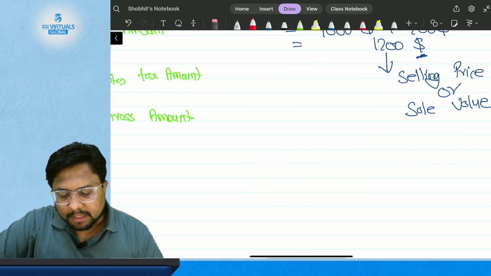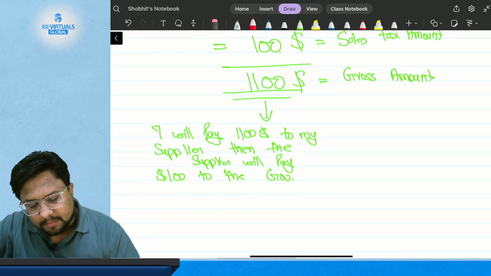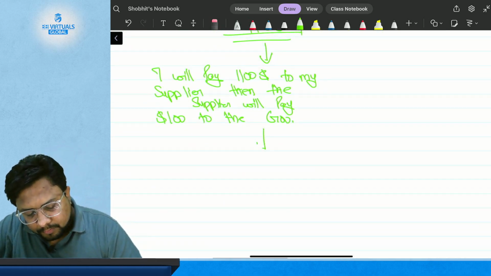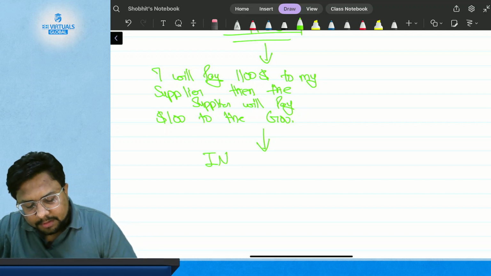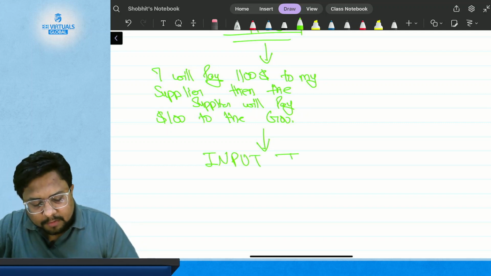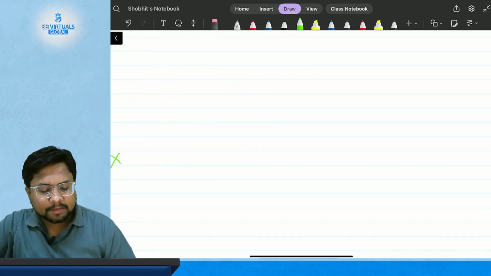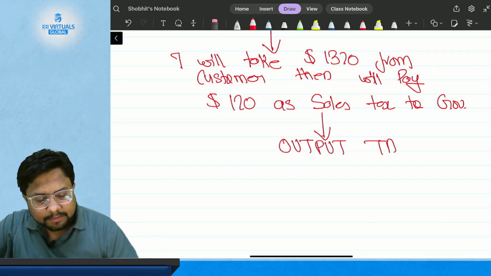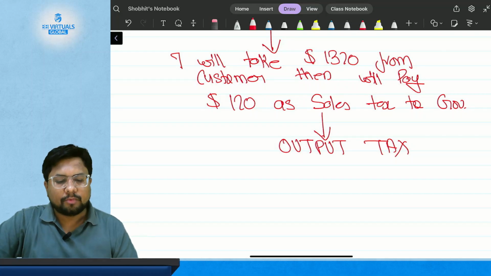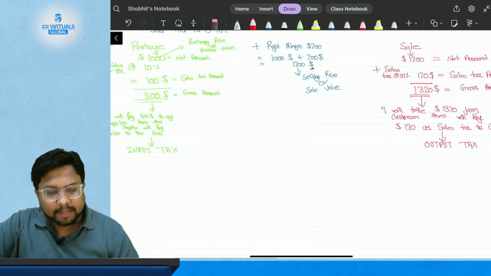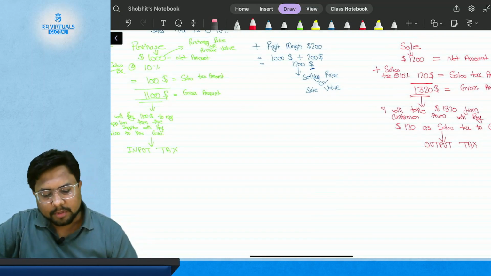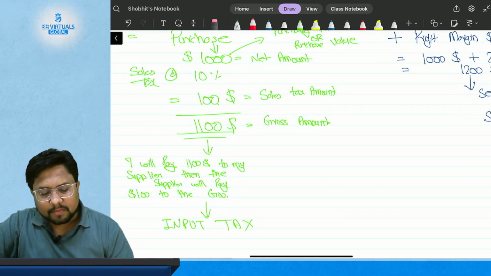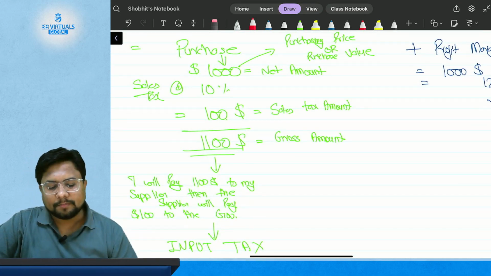Okay, this green one is what? This green one is your input tax, whereas this red one is your output tax. So now you have input tax and now you have output tax. Okay. Now I need to make you understand something.